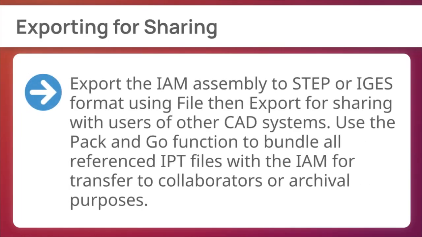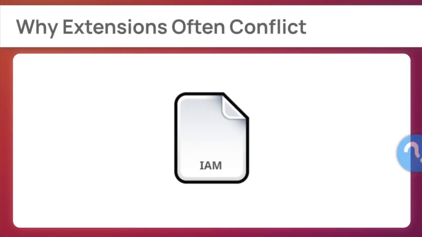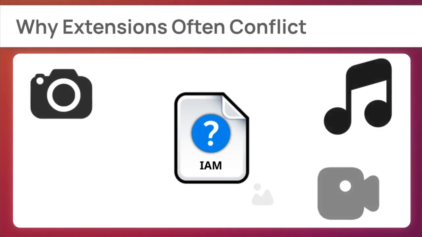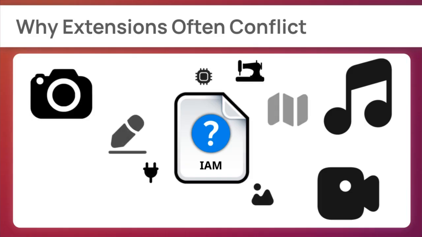Export the IAM assembly to STEP or IGES format using File, then Export, for sharing with users of other CAD systems. Use the Pack and Go function to bundle all referenced IPT files with the IAM for transfer to collaborators or archival purposes. If compatibility checks failed, it is likely because the file extension name is shared by different developers for unrelated formats, causing your PC to use the wrong reading language.